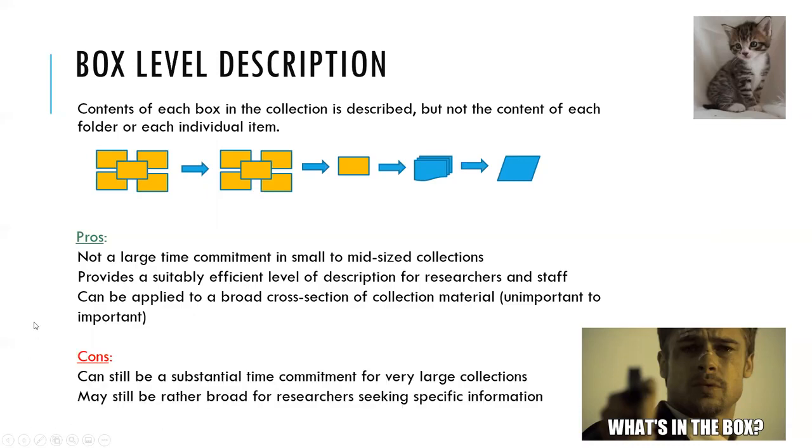Some cons: if you're working with a very large collection, it can still be a lot of time spent on describing each box. If a collection has 500 boxes, then it can take a long time to describe each one of those boxes, and it can still be rather broad for researchers seeking specific information. So if someone is looking for one letter in a box, that still may be hundreds and hundreds of documents that they have to look through.